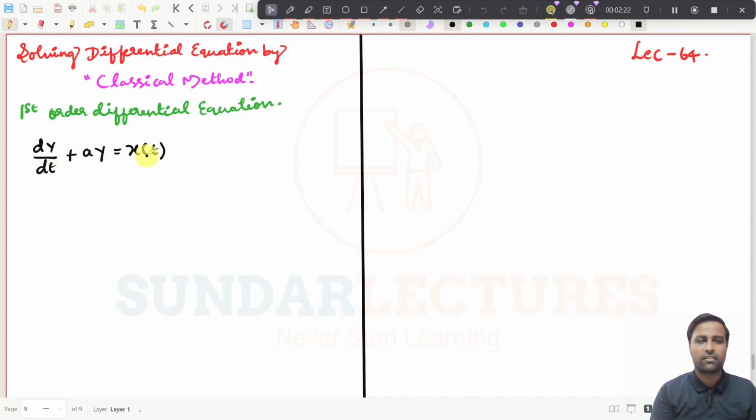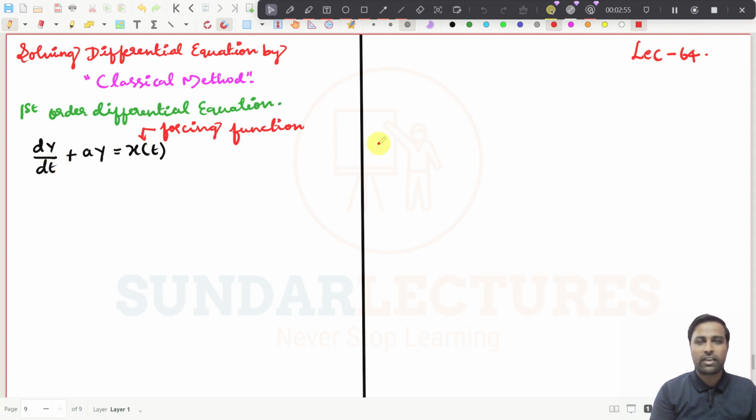This is the first order differential equation. I am taking the common notations and we try to relate that with the electrical one. I have taken it as dy/dt plus ay is equal to x(t). First, you should understand this is the forcing function. Forcing function means, as I have told you, in an electric circuit it will be a voltage. There should be some voltage source in the electric circuit, and this is nothing but that voltage.